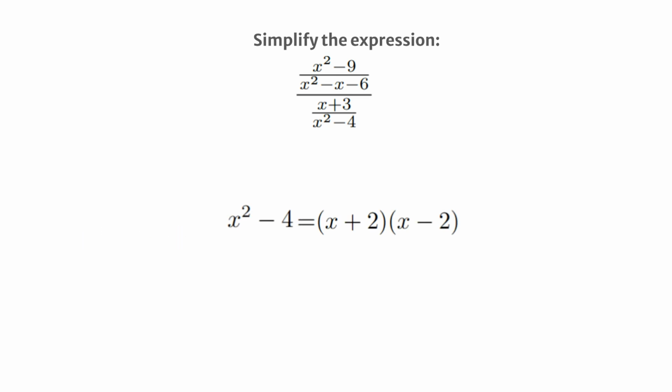Finally, we have x squared minus 4. But that's just the difference of two squares. So we have x plus 2 times x minus 2. And there we have it. All three factored and ready to go.